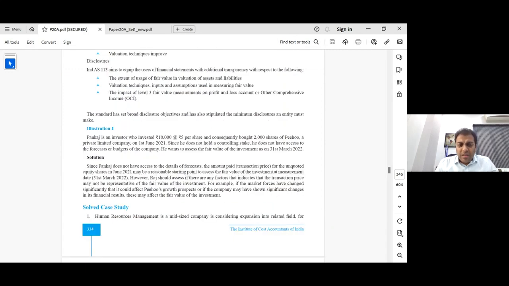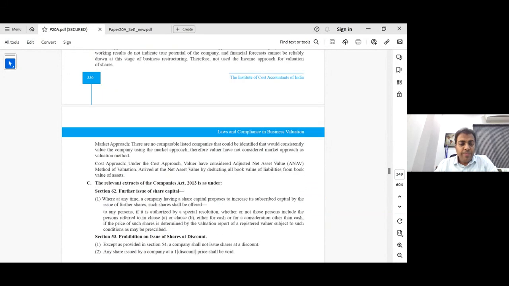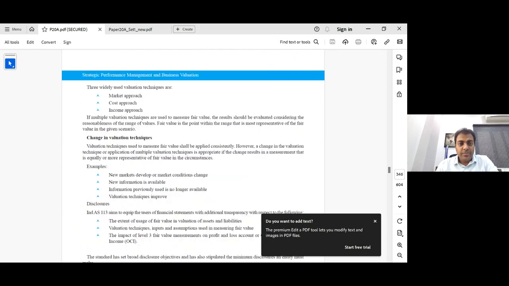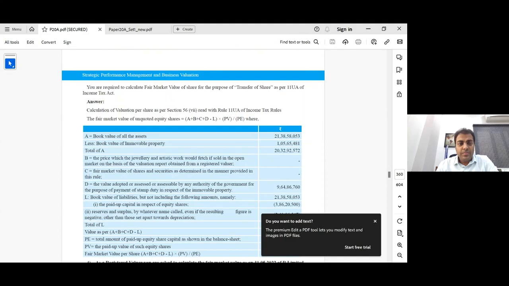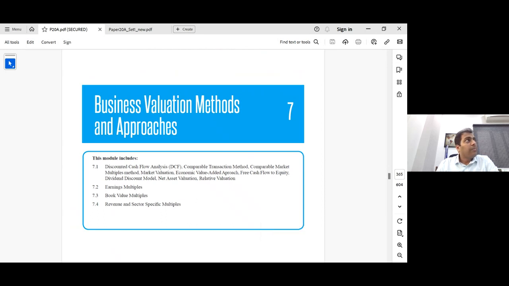And then there are certain examples of this which you can find very useful. Okay. Now, when we move to the next part, the next chapter talks about business valuation methods and approaches. Now, we've already covered what are the approaches in very brief in the earlier chapter. This is where we deep dive into it.